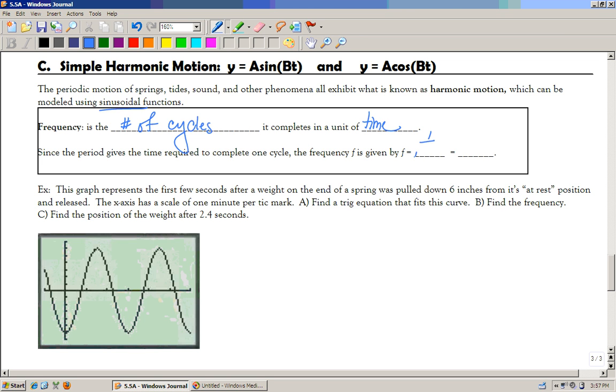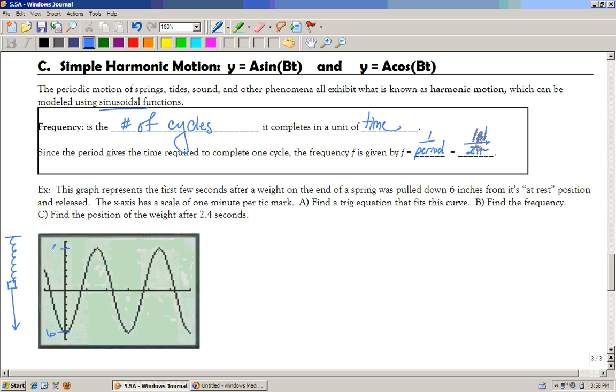So f is 1 over the period, or, since the period is 2 pi over the absolute value of b, the frequency is the absolute value of b over 2 pi. Here's an example of a spring on a string. We've got some kind of weight balanced on this spring. We pull it down until it's 6 units down, and then we release it, and it bobbles up and down.